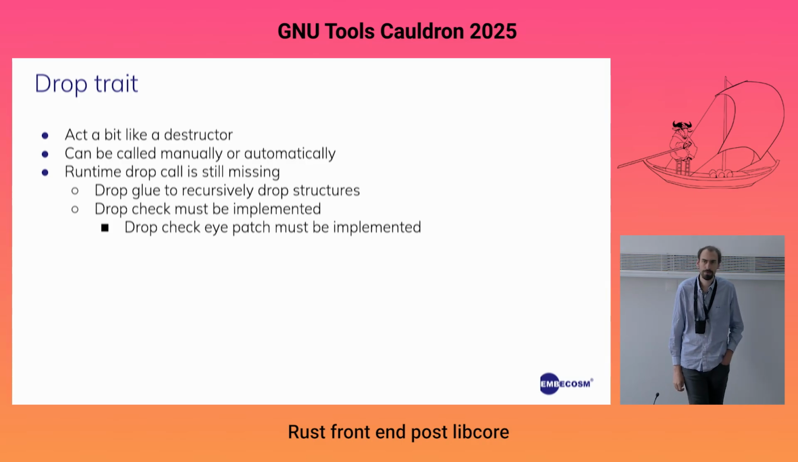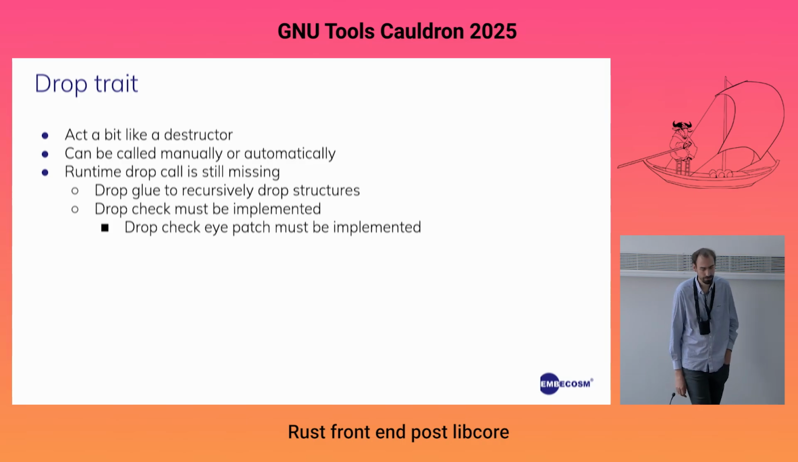For those of you who are not familiar with drop traits, it acts like a destructor. It can be called either manually or automatically. And we need to handle where to put those drop calls automatically within the code at the end of each scope, as well as the glue to recursively drop structures. Basically, if you've got a structure which has different fields, and each of those fields implements drop, you need to drop all those things recursively.